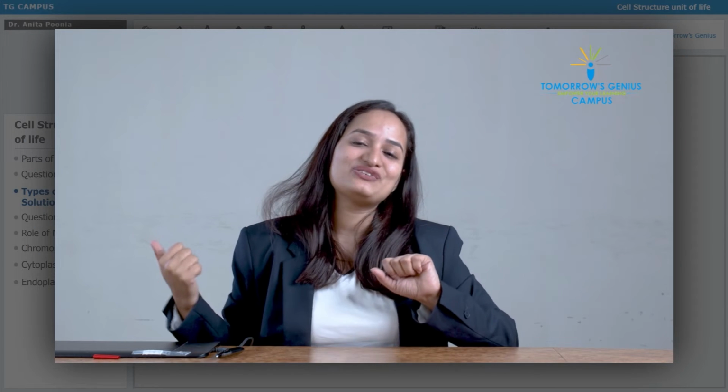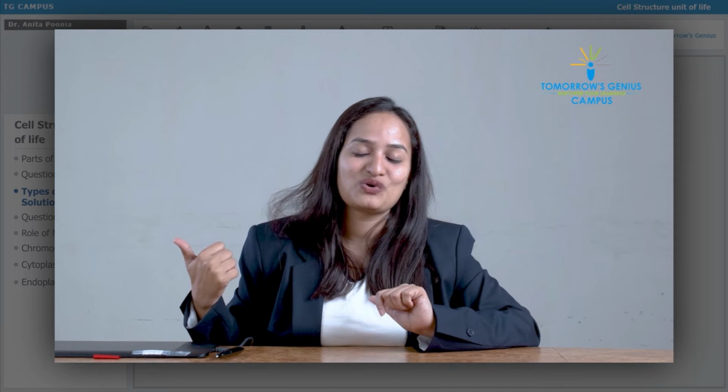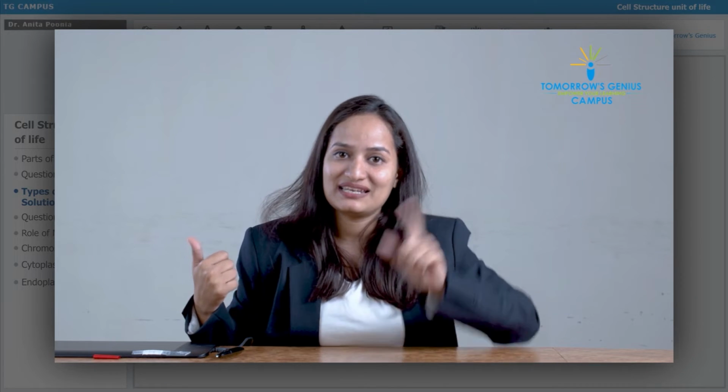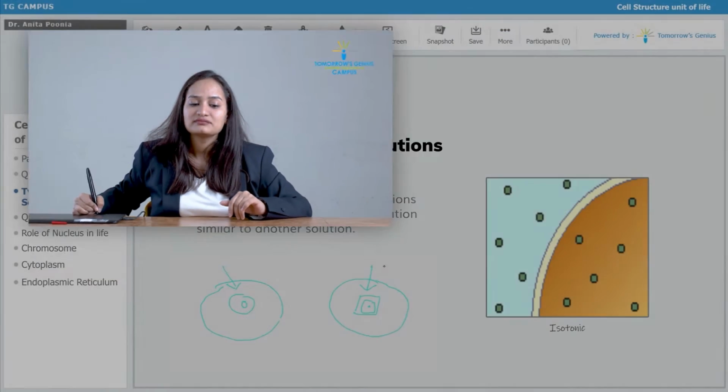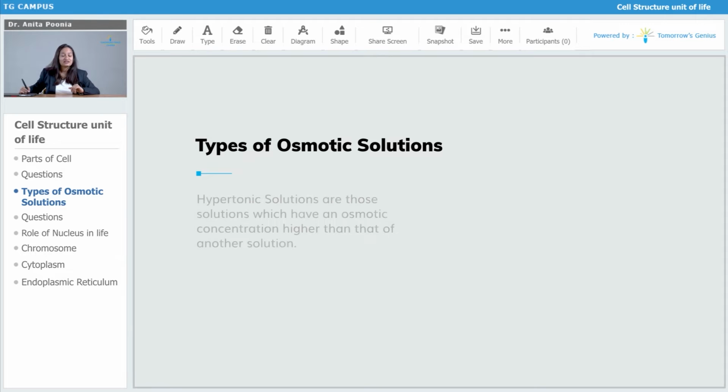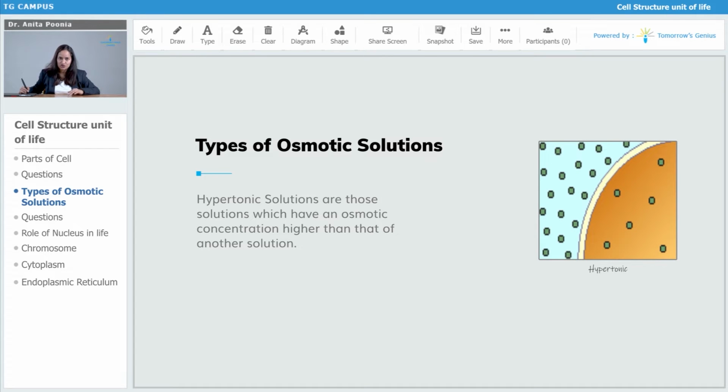Now let us move on to the next type of osmotic solution, that is the hypertonic, and it's really interesting. So let's move on to the next one now. So the next type of osmotic solution is hypertonic solution. So what is a hypertonic solution? A hypertonic solution, these are those solutions which have osmotic concentration higher than that of another solution.